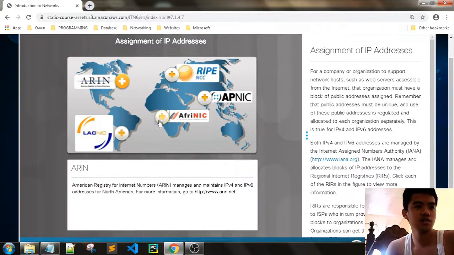For the assignment of IP addresses, we have different organizations that manage and maintain IP addresses.